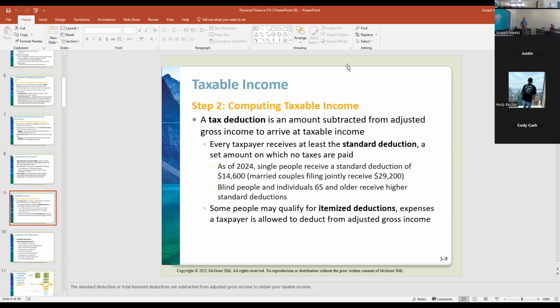A tax credit comes after you calculate taxes owed. So you have your taxable income, you go through the marginal tax rates, which we're going to go through in a second, and you get the amount you owe in taxes. And then you get to apply tax credits. So a tax credit is dollar for dollar, a subtraction off of taxes owed.